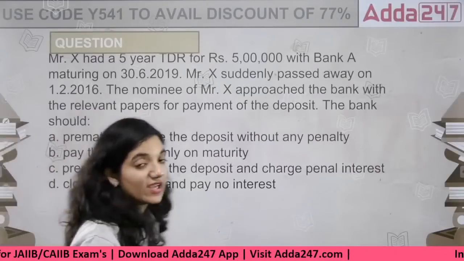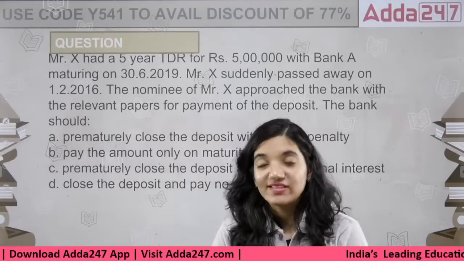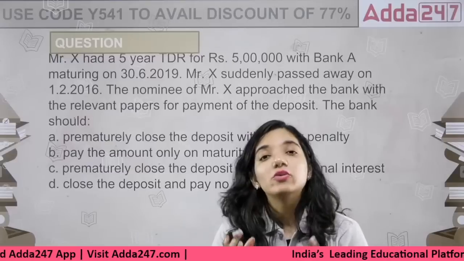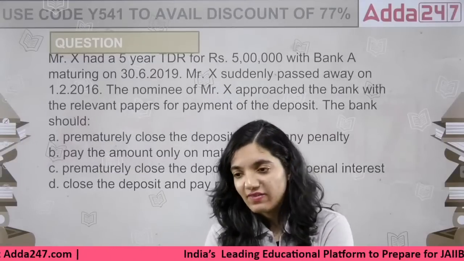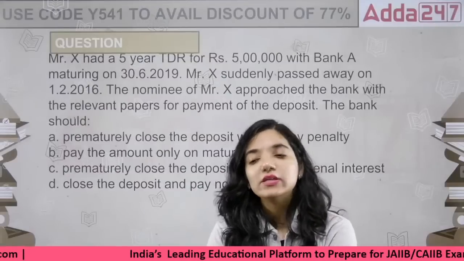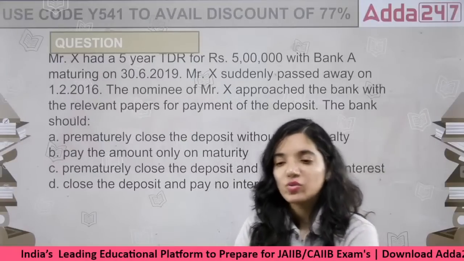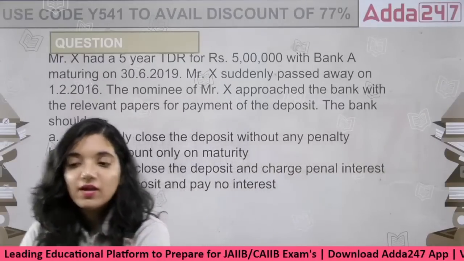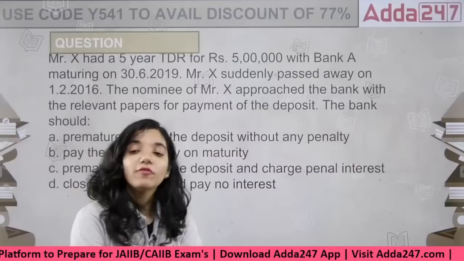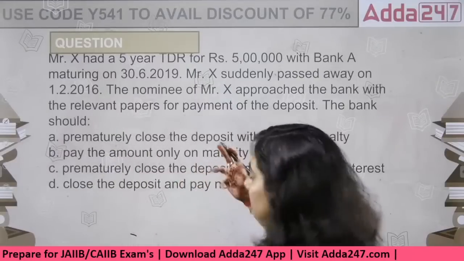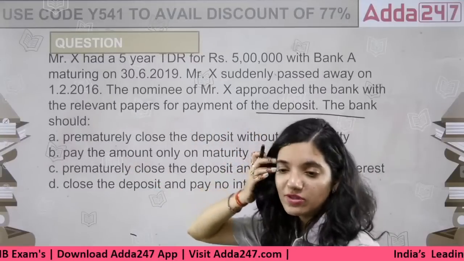This is a point related to a time depository receipt. Mr. X had a 5-year time depository receipt. It's from interest and annuities, module A. The question says Mr. X had a 5-year TDR for rupees 5 lakhs with Bank A maturing on 30th June 2019. Mr. X suddenly passed away. He died on 1/12/2006. This is also part of module D. The nominee of Mr. X, his family members, approached the bank with the relevant papers for the payment of deposit. What would the bank do?